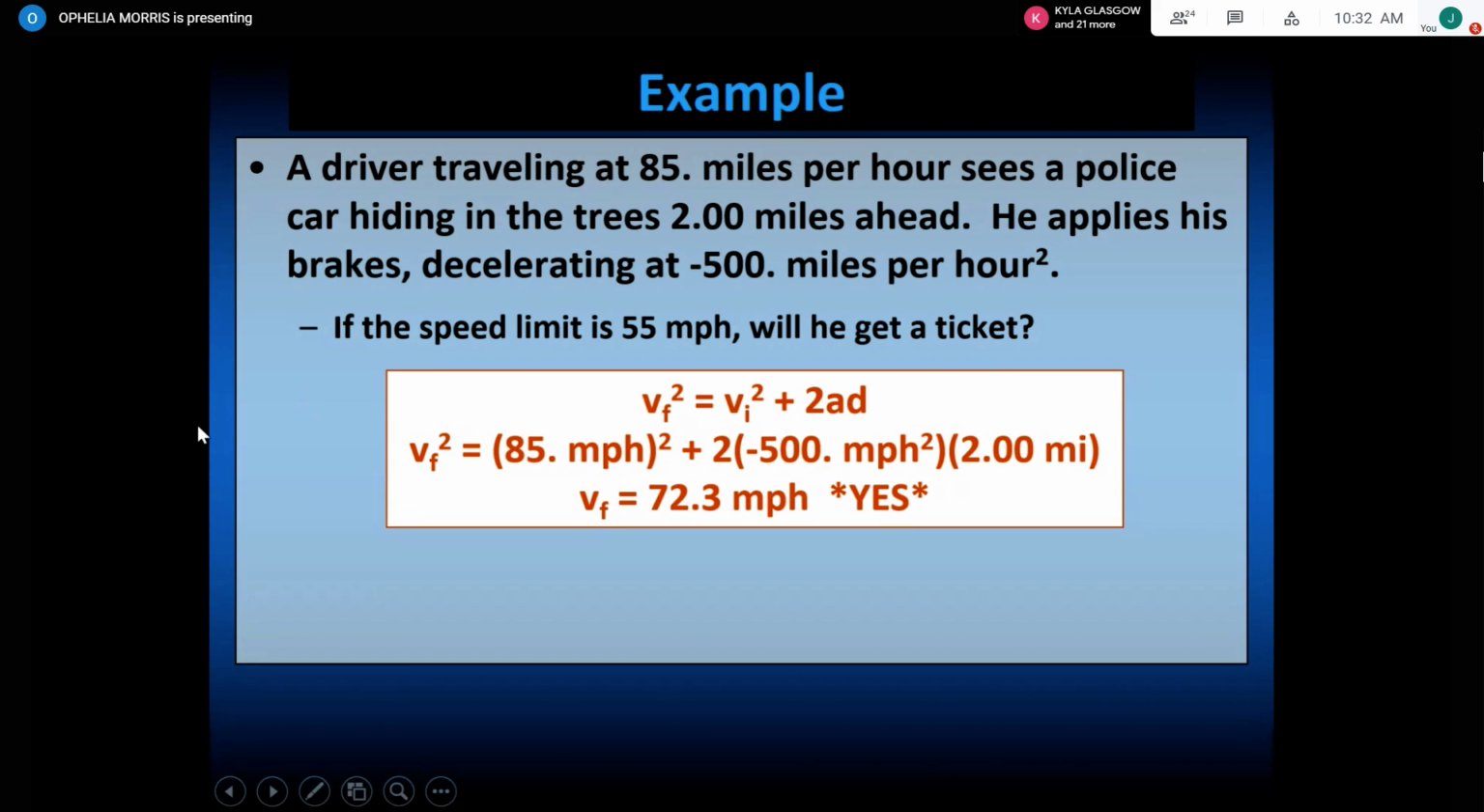Now, notice that that's for VF squared. So I have to take the square root of that to find what my final velocity is. So at the end, when you get the number, that's going to be equal to VF squared. So for me to find the final number, I have to take the square root of that number. Does that make sense, guys? Everybody follow me here or no?